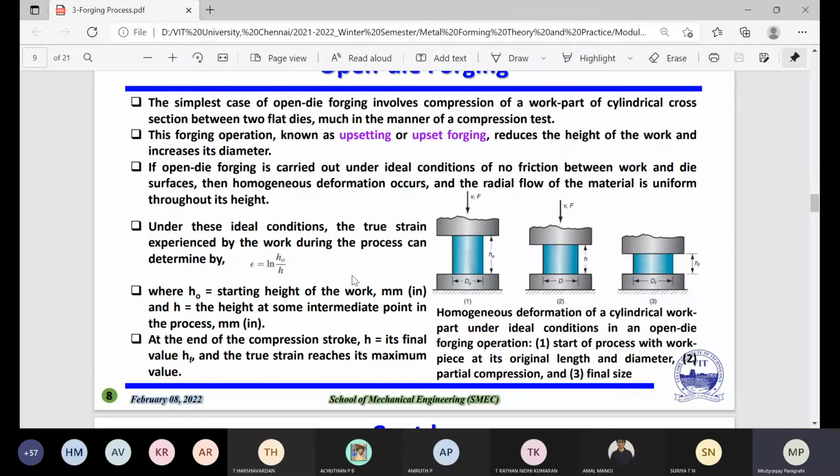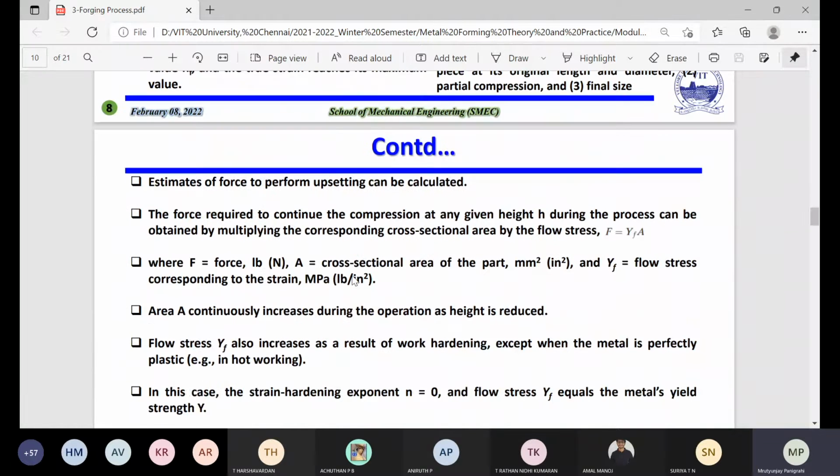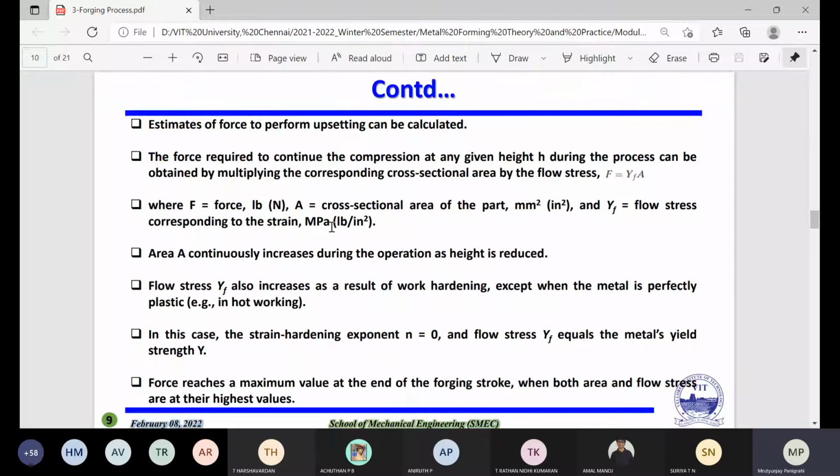Yes, sir. Okay. Then the second slide shows how to calculate the force, because now we already know the process. In the process, we are giving some force, we have some velocity and the height, and we are decreasing the height because we are pressing, and the diameter is increasing. But how to calculate the force to perform the forging process? The force required to continue the compression at any given height h during the process can be obtained by multiplying the corresponding cross-sectional area by the flow stress.